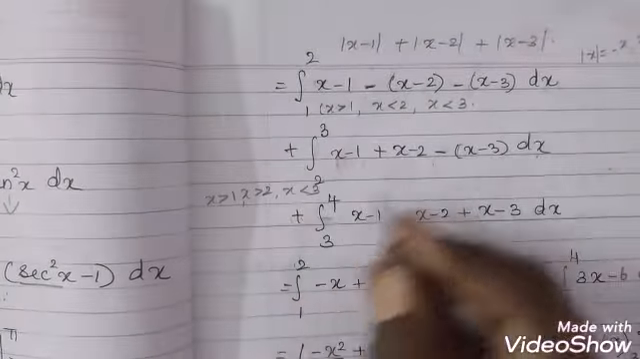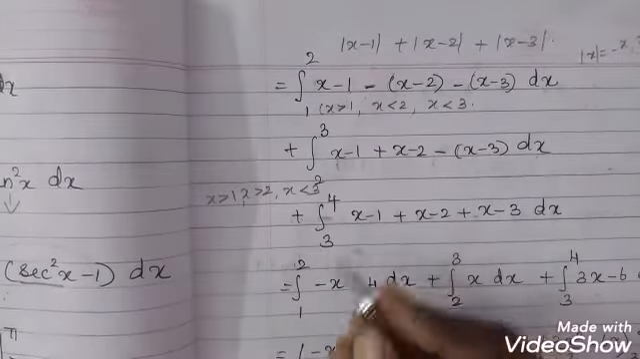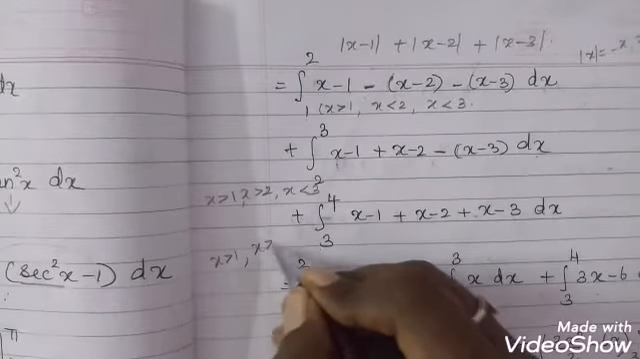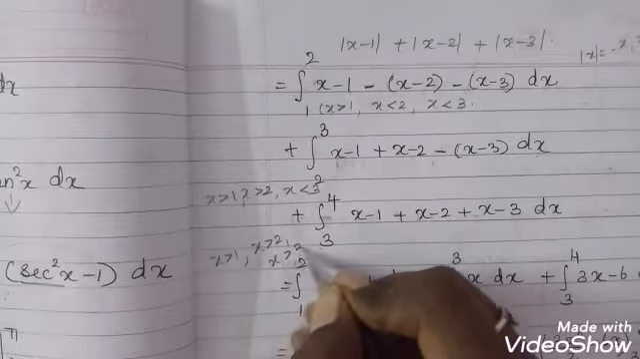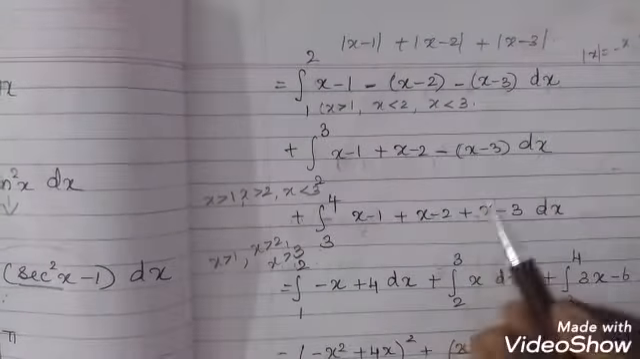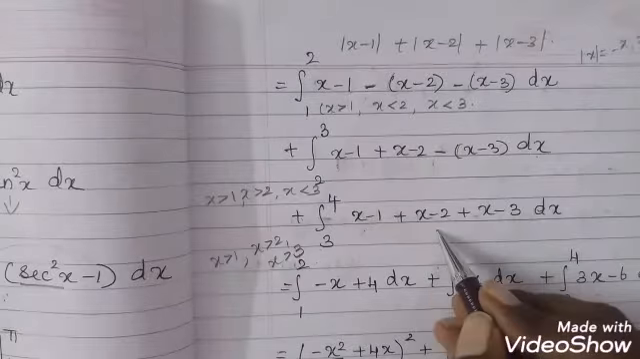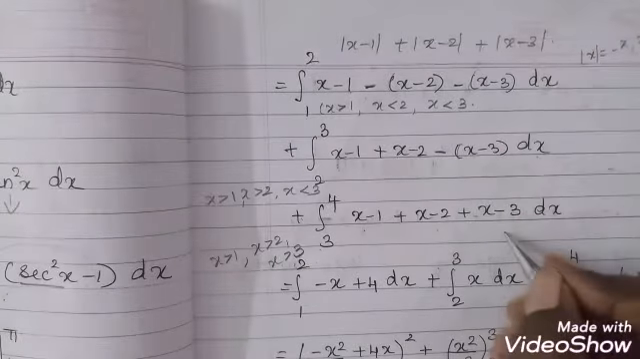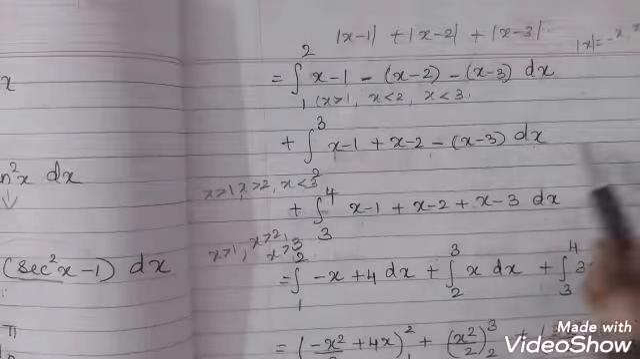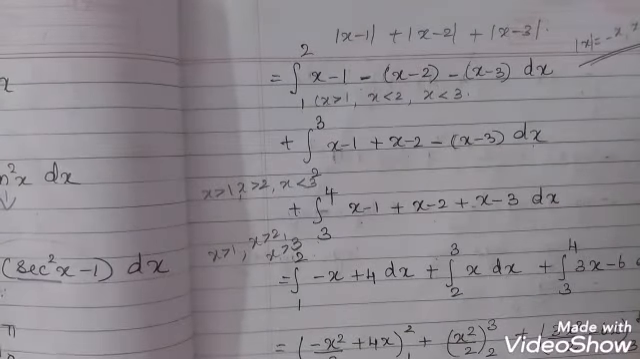Plus the next one, 3 to 4. So 3 to 4 is what? It is just x again. x is greater than 1, x is greater than 2 and x is greater than 3. So everything will be positive. Mod of x minus 1 I can write as x minus 1. Mod of x minus 2 can be written as x minus 2. Mod of x minus 3 can be written as plus x minus 3. You understood here? It's only this absolute value definition that I am using.